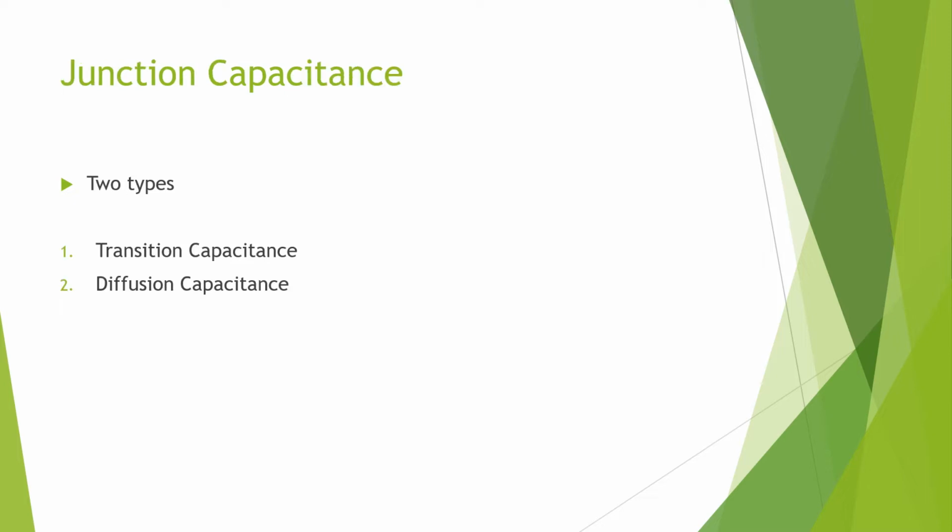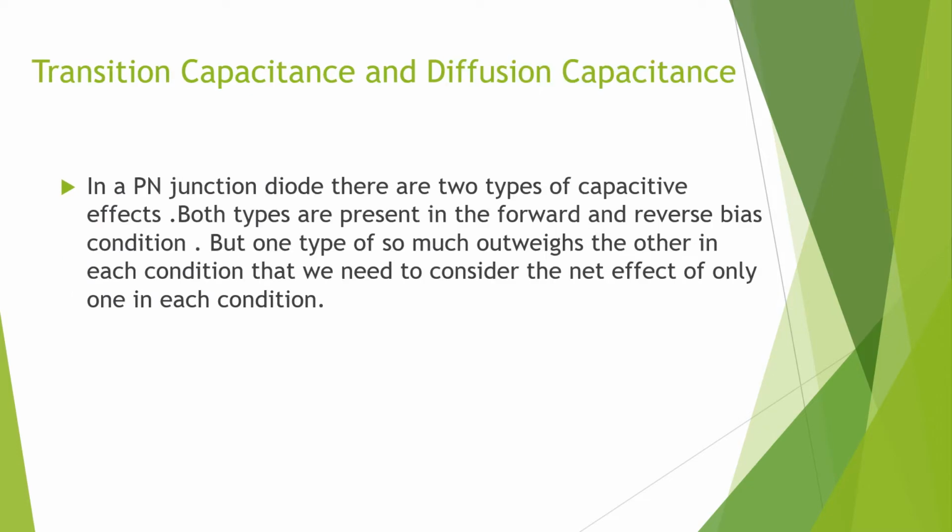Junction capacitance. Capacitance are of two types. First is transition capacitance and second is diffusion capacitance. In a PN junction diode, there are two types of capacitive effects. Both types are present in the forward and reverse bias condition, but one type so much outweighs the other in each condition that we need to consider the net effects of only one in each condition.